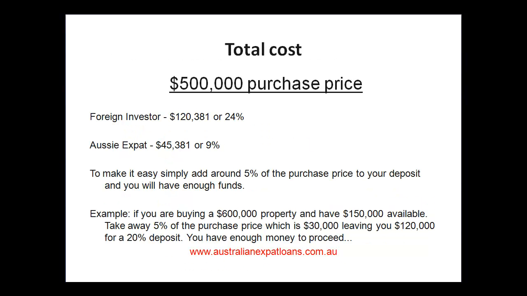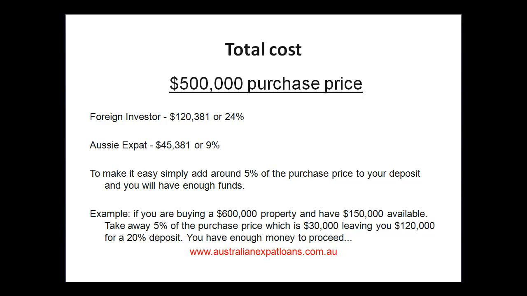To give you total cost, if you're a foreign investor with a 20% deposit, you're probably looking at around $120,000, which is around 24% of the purchase price, or if you're an Aussie expat, around $45,000. Remembering it's only a 5% deposit in this example, which represents around 9%.